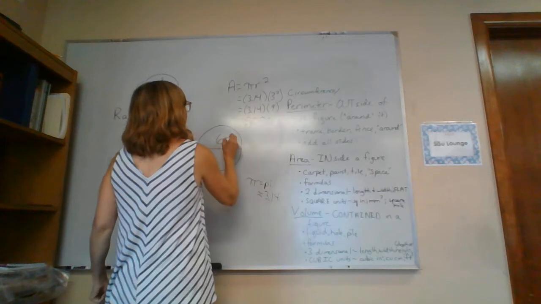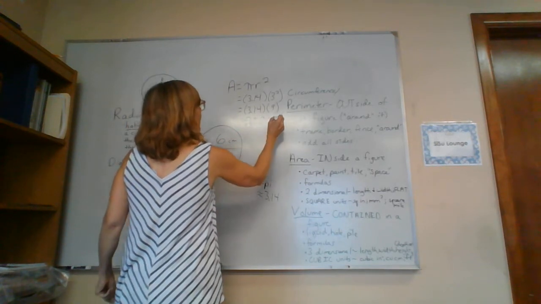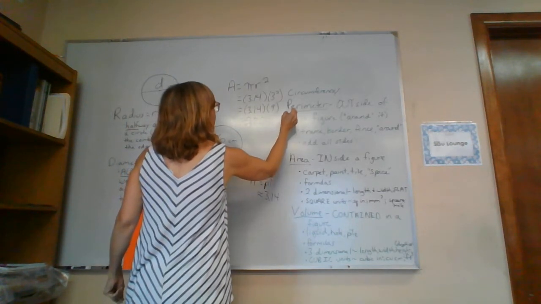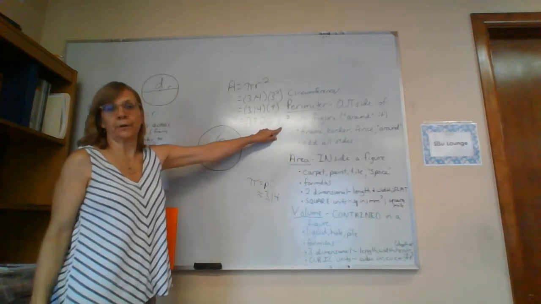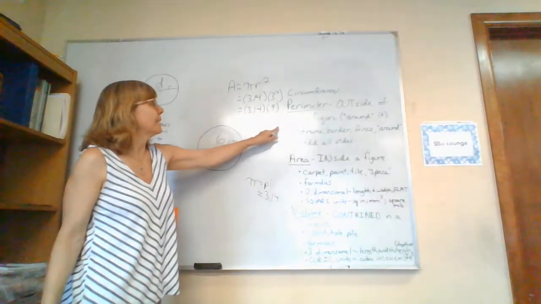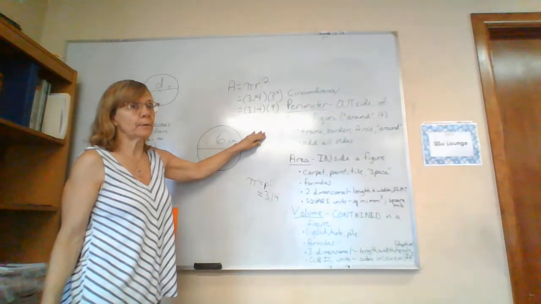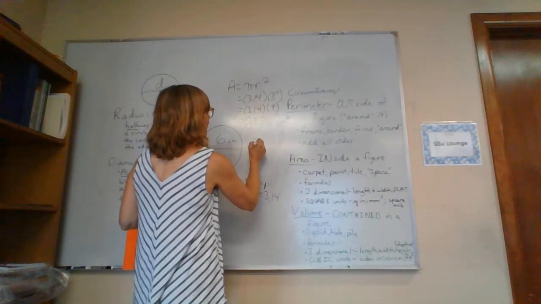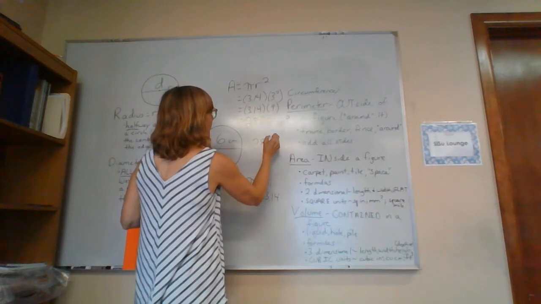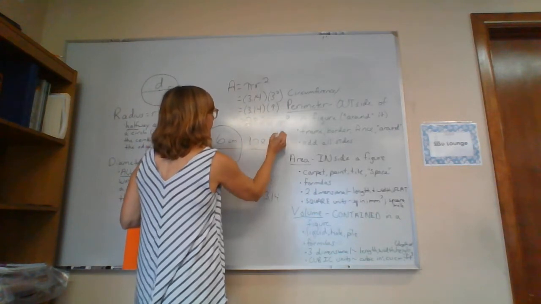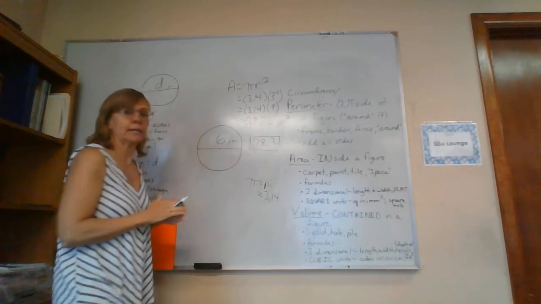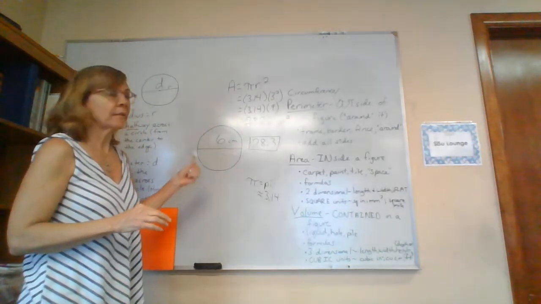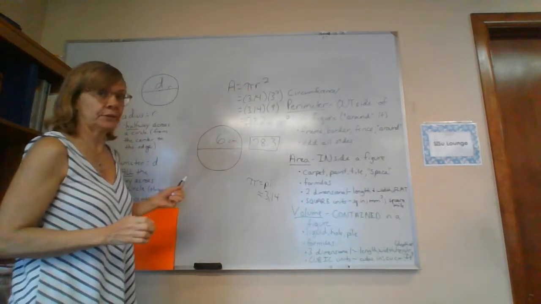28.26. Let's say I make this centimeters. This is area, so it is centimeters squared. If they asked you to round this to the nearest tenth, what would it be? Tenths, hundredths, so it would be 28.3, because that 6 is going to make the 2 round up. So that's how you find the area of a circle.